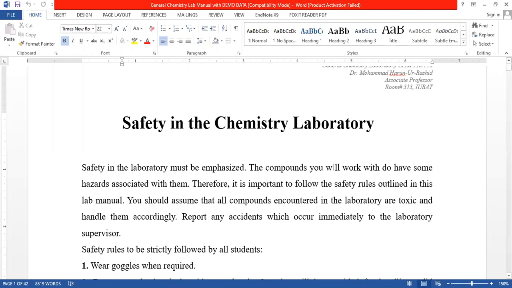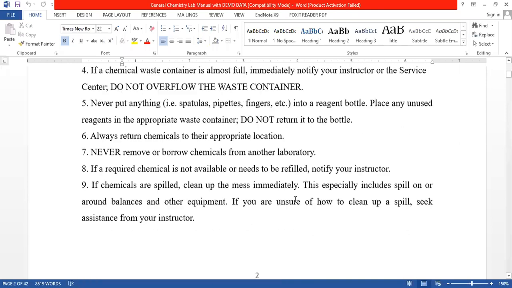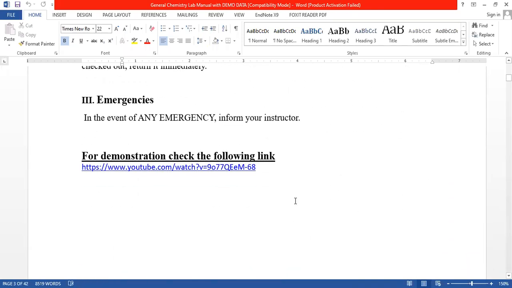The safety rules are very crucial and important whenever we want to carry out any kind of work in the chemistry laboratory. That's why when you prepare the lab report, first you have to write down the safety rules in the chemistry lab. You can use this lab manual directly for listing the safety rules: general safety rules, safety for the chemicals, safety for the equipment.